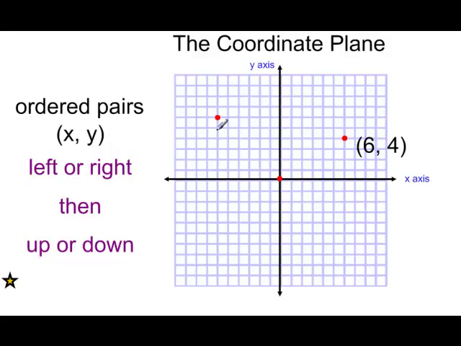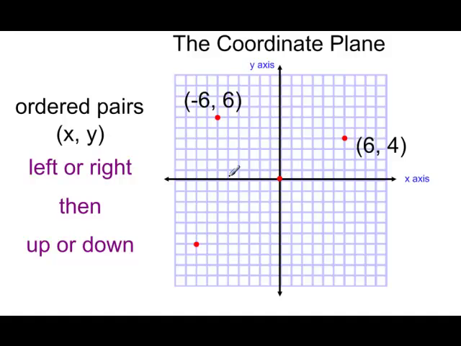Okay, let's try it on this one. So here we have a point in another quadrant. We're going to go over 1, 2, 3, 4, 5, 6. But this is to the left, so it's negative. And then we're going to go up 1, 2, 3, 4, 5, up 6. So that's got to be positive. So our ordered pair should be negative 6, 6.